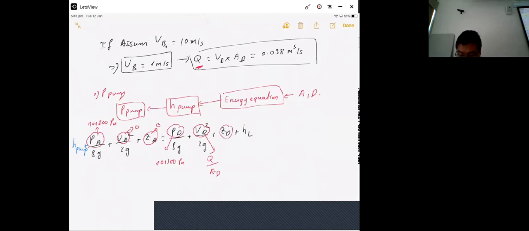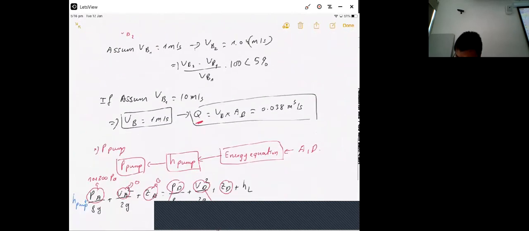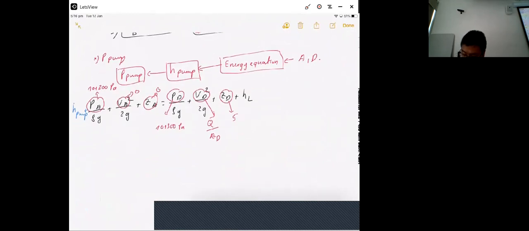ZD is 5 meter. Okay, so now is SL, the energy loss. SL equal to S major and S minor. S minor is similar to question one; we assume it as 0. So S major is the energy loss or friction loss.